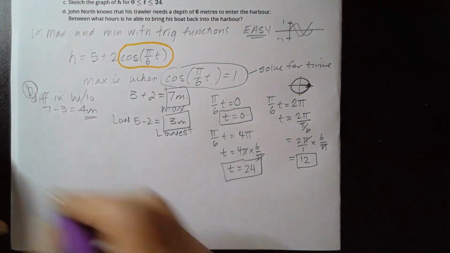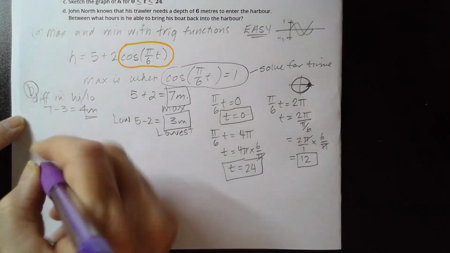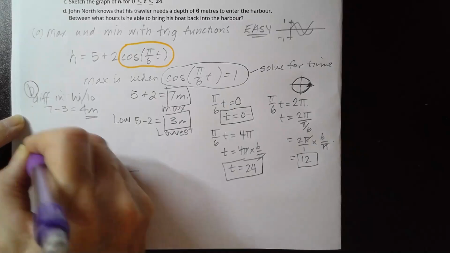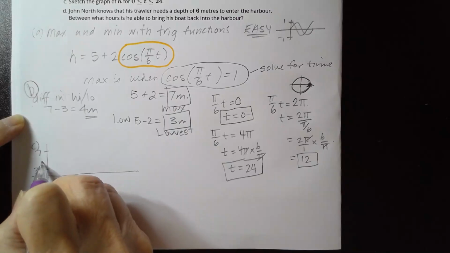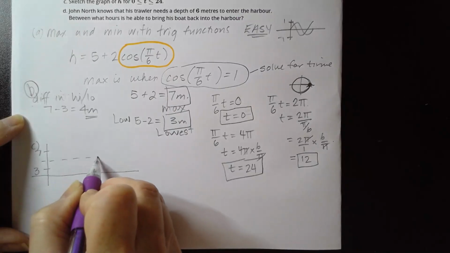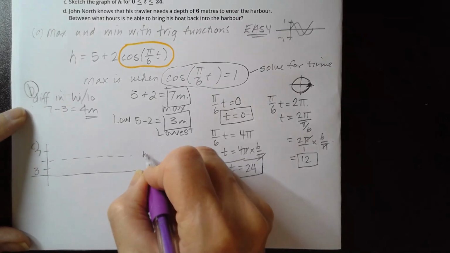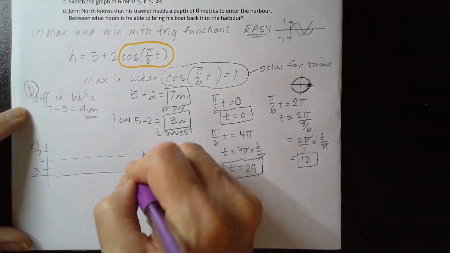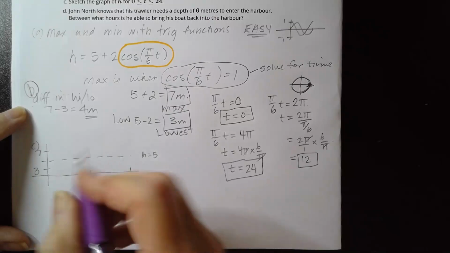Now C says sketch the graph. You can easily do this on your calculator, but I can see it already here. I know the high tide's 7. I know the low tide is 3. The equilibrium is there when height equals 5. I know I go up to 24 hours. So I'm going to split it into my little bits here.